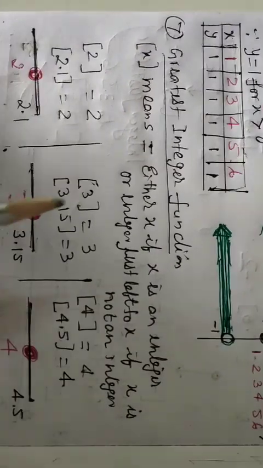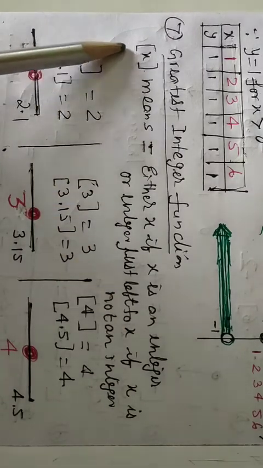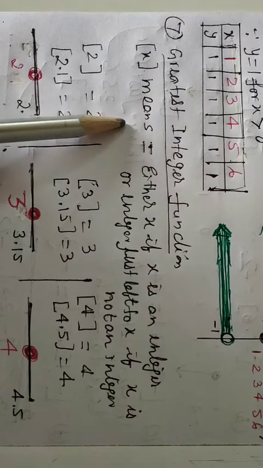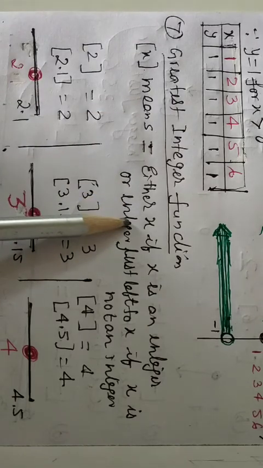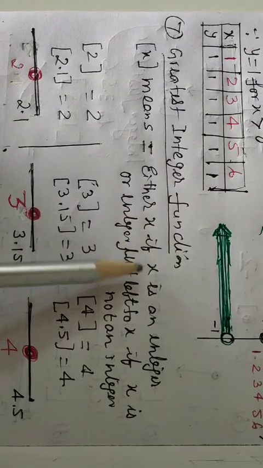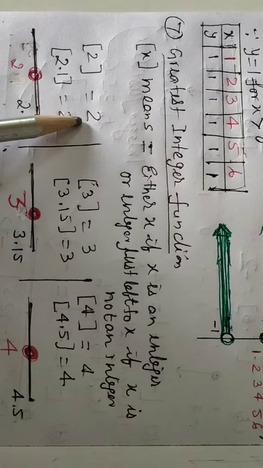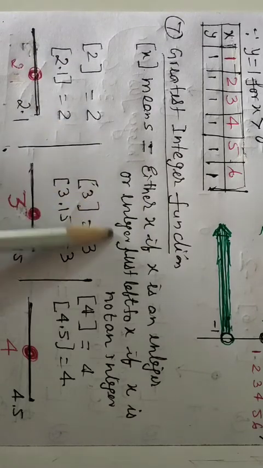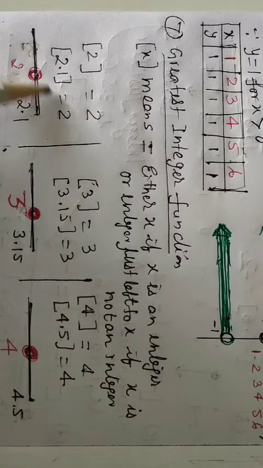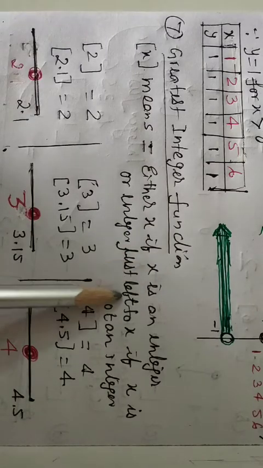Now the greatest integer function, this is very interesting. The symbol is x in a big bracket. Greatest integer function means either x, if x is an integer, like 2 will remain 2. 2 is an integer, so 2 itself. Or the integer just left of x. If it is 2.1, then the integer on its left is 2, so 2 comes. So either x or the integer just left of x.